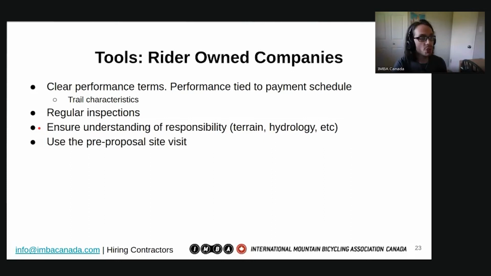Ensure that they understand the responsibility. So if they get into trouble with terrain that they did not anticipate, understand that, okay, well, this is something that it was your responsibility to understand. You want them to know this ahead of time. It's probably not fun to learn it on the go. So ensuring that that conversation takes place or is well written in the RFP. And the pre-proposal site visit can really help with this one.